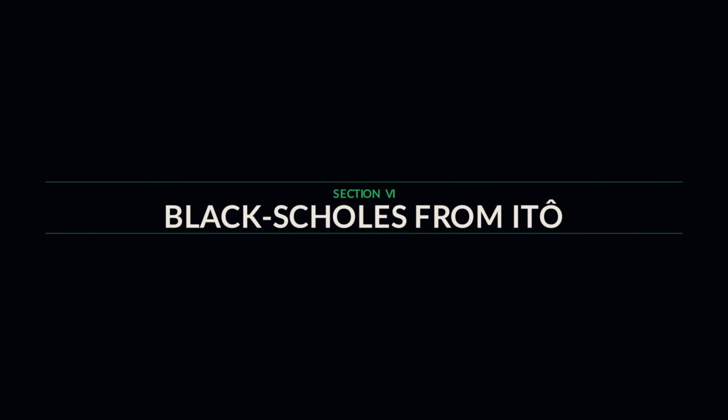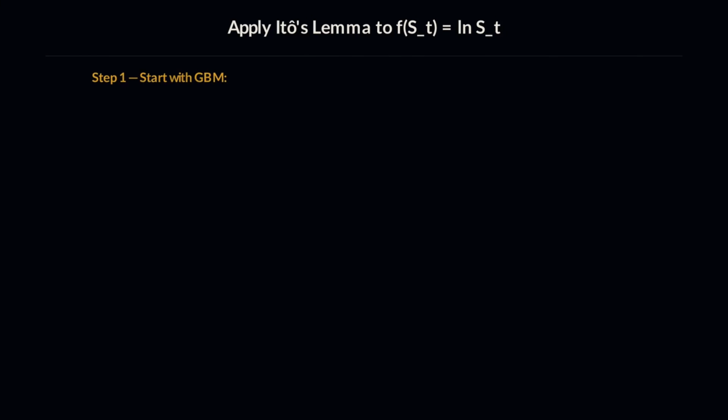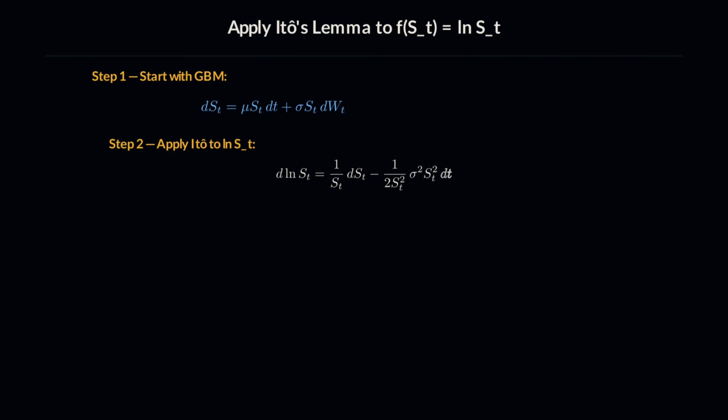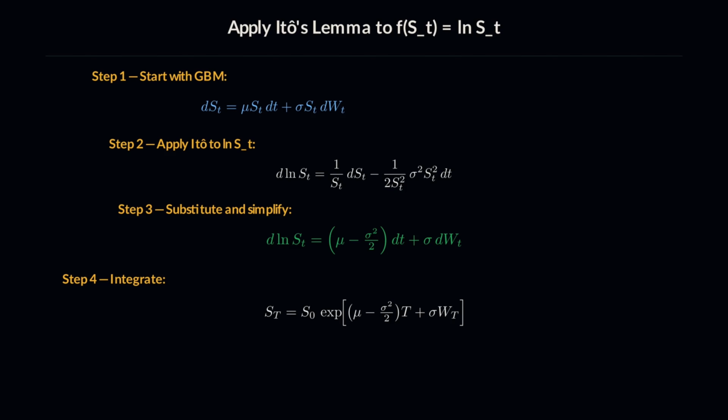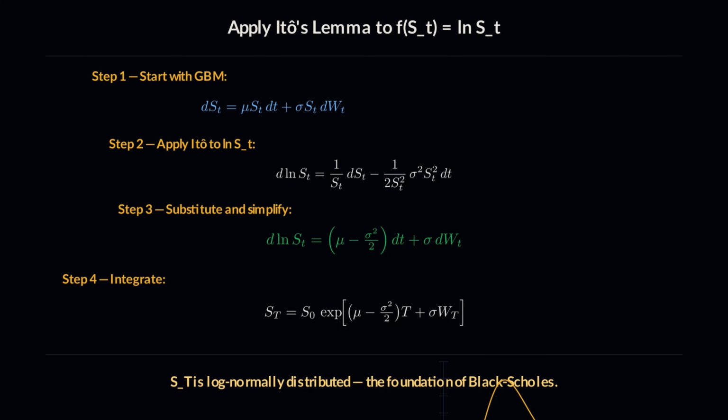Take stock prices following geometric Brownian motion. Apply Itô's lemma to the function f of S equals log S. f prime is 1 over S. f double prime is minus 1 over S squared. Substitute into Itô's lemma. The S squared terms cancel, and you get d log S equals mu minus sigma squared over 2 times dt plus sigma dW. Integrate both sides. Stock prices at time t are lognormally distributed. That lognormal distribution is the entire foundation of the Black-Scholes formula.